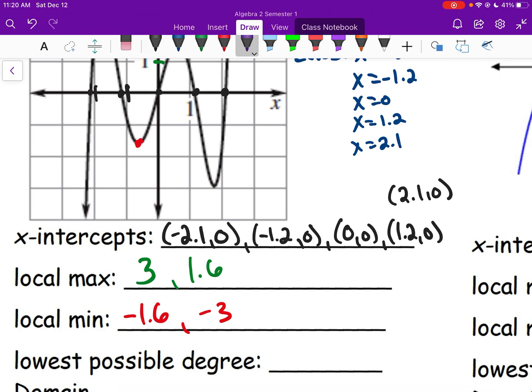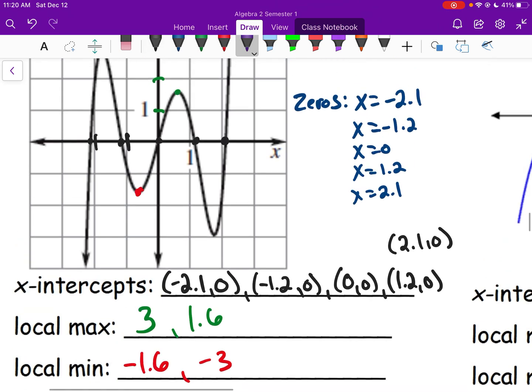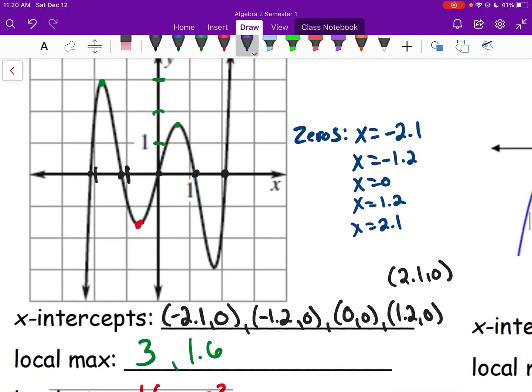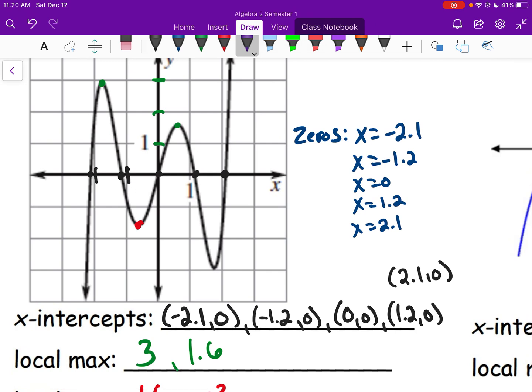Lowest possible degree then. If you remember from chapter 6, part 1, looking at the turning points, we got 4 turning points total here.